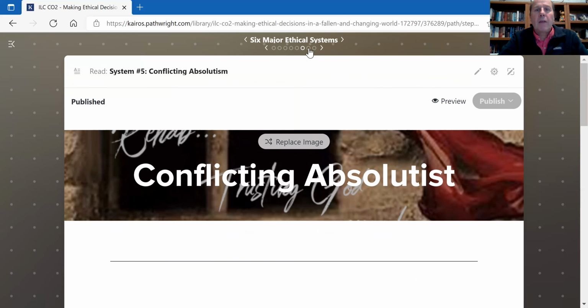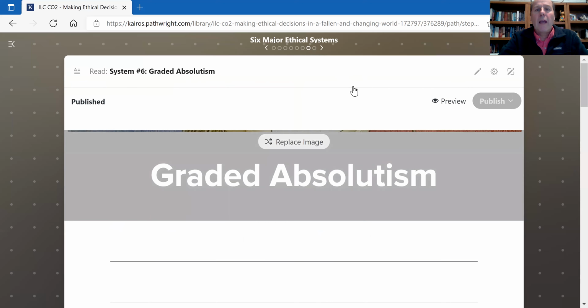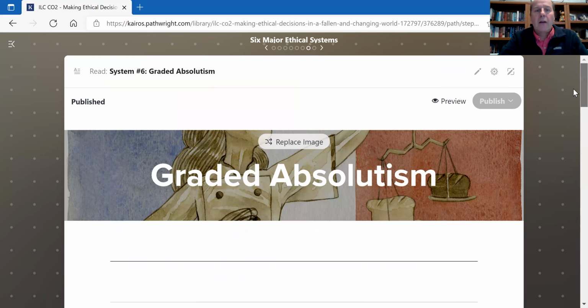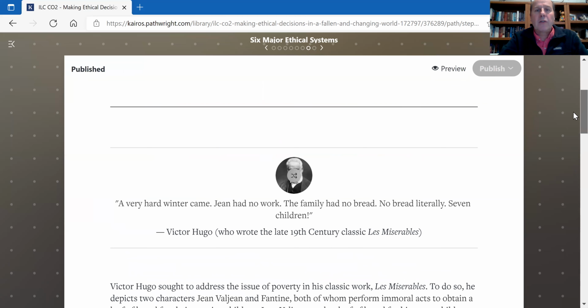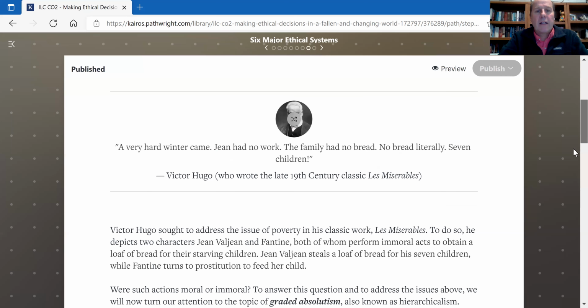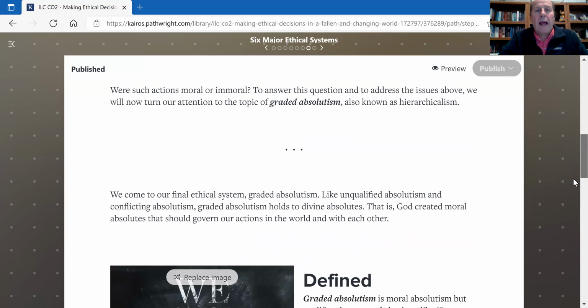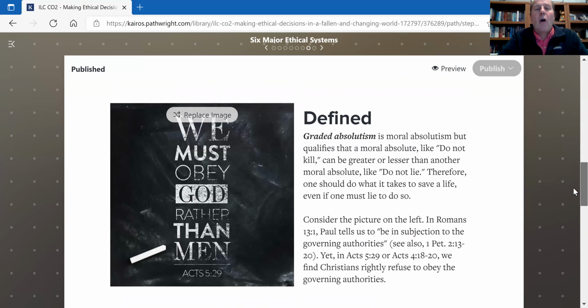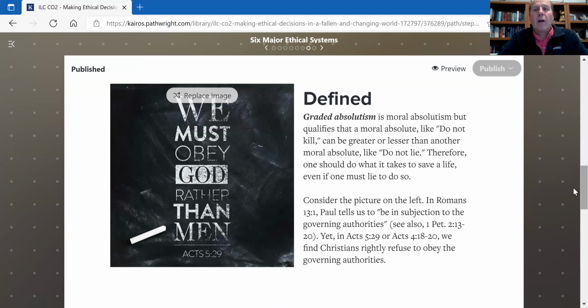Then finally, in the last one, we have graded absolutism. Now, graded absolutism is very similar to the one we just saw above, but it does have a very significant difference. When we think of graded absolutism, it also believes that there are going to be moral conflicts because we live in a fallen world.